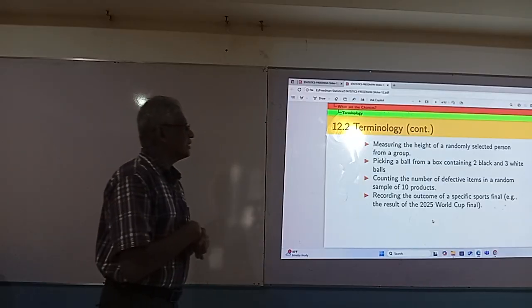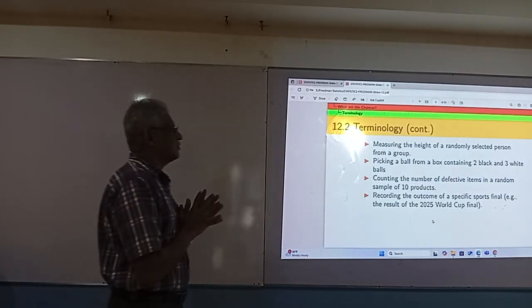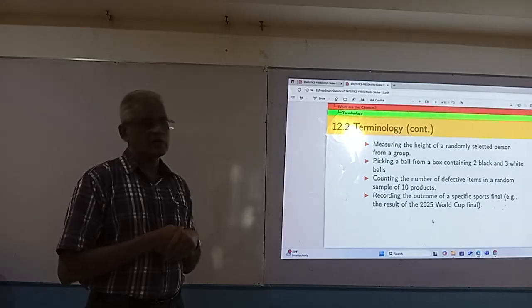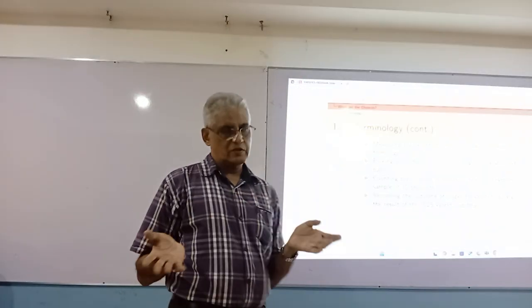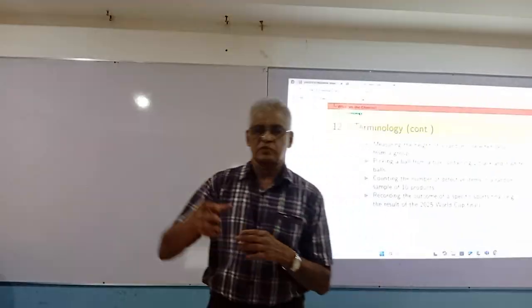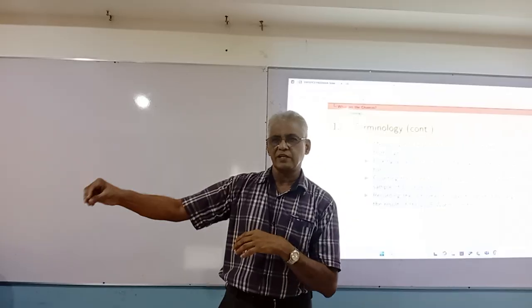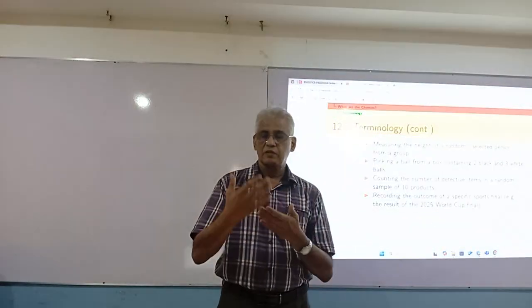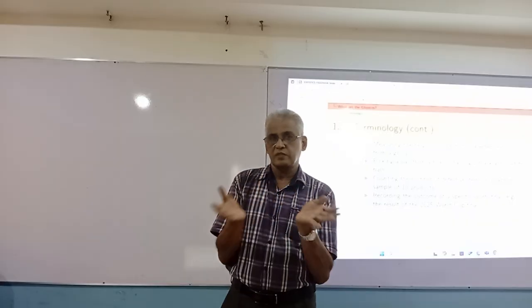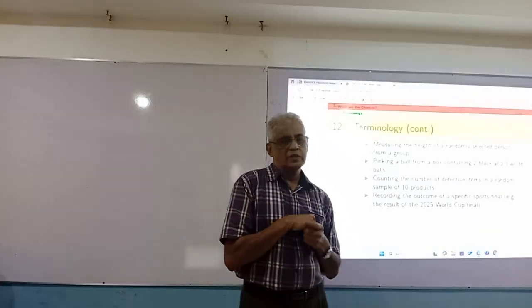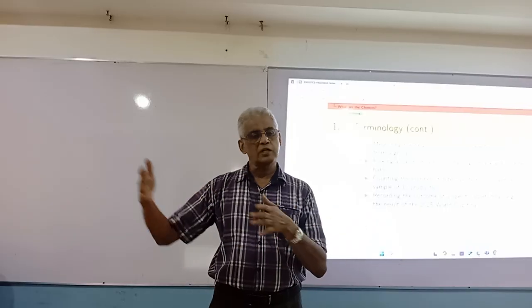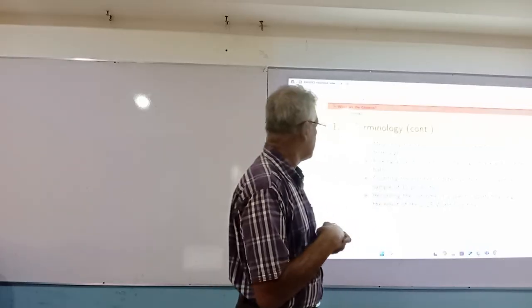Counting the number of defective items in a random sample of 10 products. That's going to be a random experiment because 10 products can be selected again and again from a batch, and each time we can count. So there is a possible outcome, and the possible outcomes in that case can be 0, 1, 2, 3 up to 10, any value.